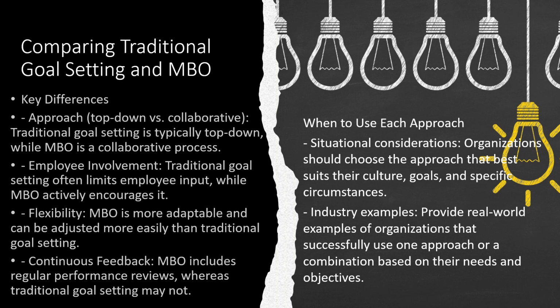Okay, so when do we need to use each approach? We have to consider the situation. First, the organization should choose the approach that best suits their culture, goals, and specific circumstances. For some companies that lack discipline, probably the traditional goal setting can be more attractive. And for industry, for example, if you are in the creative industry, MBO is much more preferable than the traditional. But if you have very strict rules related to people's lives, for example in a hospital, it's better to use the traditional goal setting. It depends on the approach.